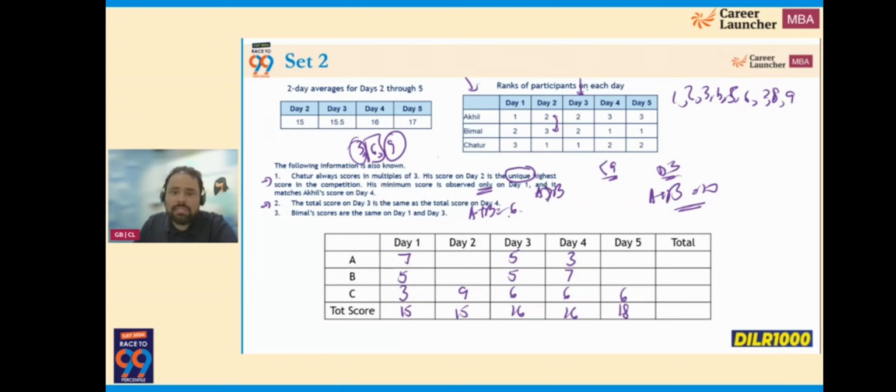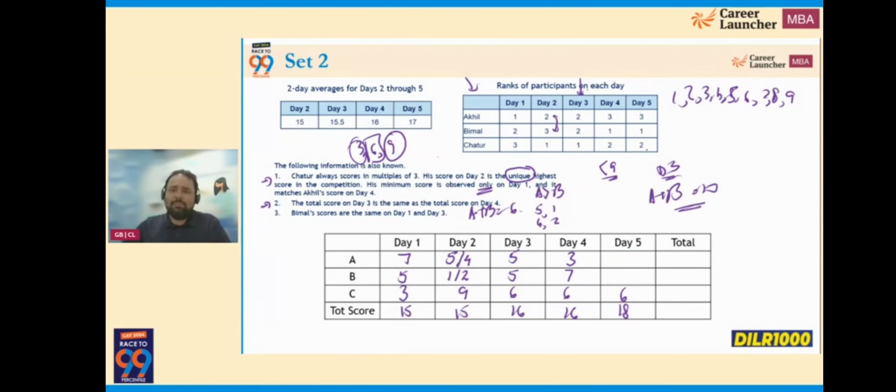Sum is 6. What are the possibilities? Let's start with highest. Akhil can be 5, Bimal can be 1. Akhil can be 4, Bimal can be 2. Akhil 3, Bimal 3 not possible because A is greater than B. Akhil 2, Bimal 4 not possible. Akhil 1, Bimal 5 not possible. So these are the only possibilities. Which means if this is 5, this is 1. If this is 4, this is 2. Clear? Easy peasy. यहाँ तक तो एकदम simple है, कोई टेंशन नहीं.